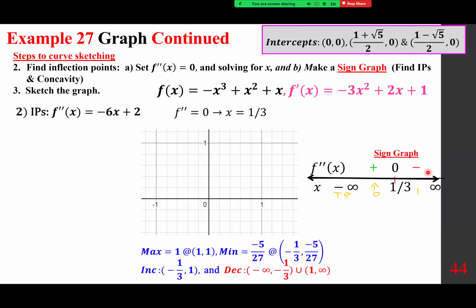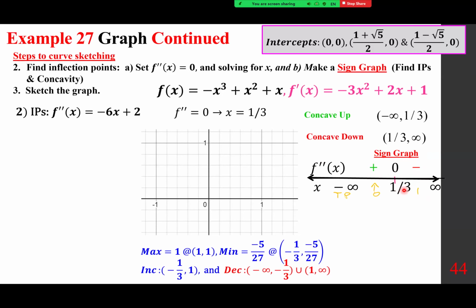So what does it mean? Here's what we want to discuss. It means over here is concave up from negative infinity to 1/3. Over here is negative, meaning concave down from 1/3 to infinity. I hope everybody is following that. And then because of the change, if there's no change, meaning both of them are positive or both of them are negative, so be it. Otherwise, this is the point known as IP, the inflection point.